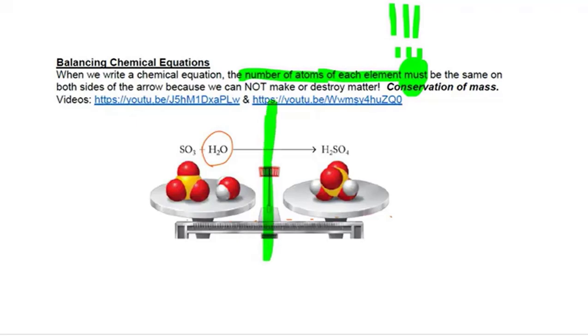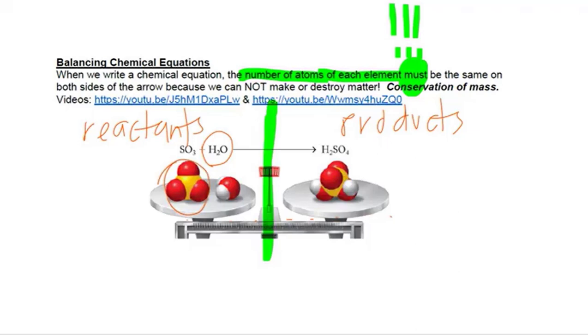I like to divide my reactants from my products. So I've got my reactants on the left, my products on the right, and then I like to make a list of what I have on the left. So notice that I have this SO3, sulfur trioxide. So we can see that I have 1 sulfur and 3 oxygens. So I'm going to write down 1 sulfur, 3 oxygens, and then I look right here and I have a water. So notice I have 2 H's, 2 hydrogens, and there is another oxygen.